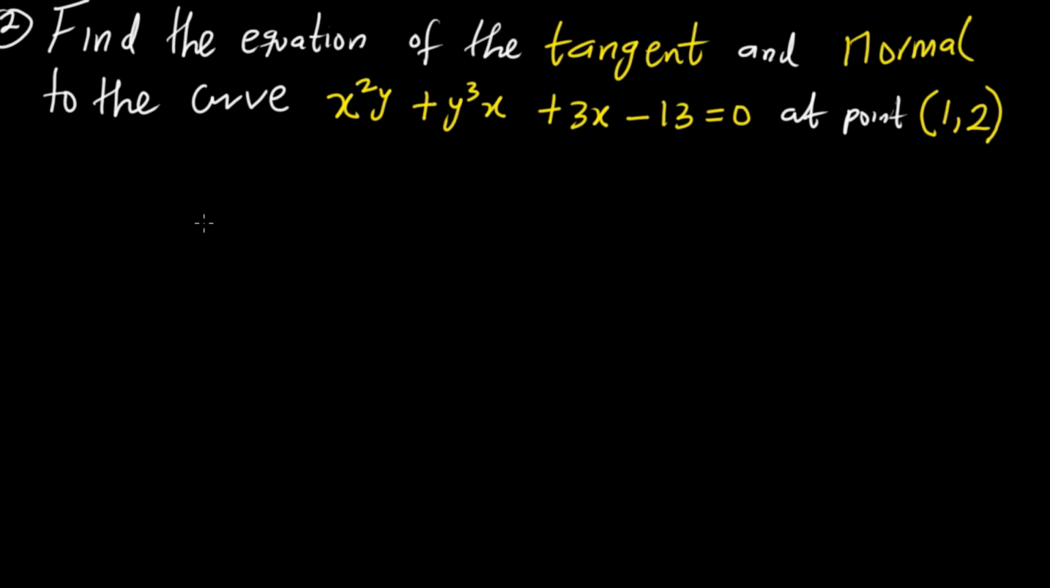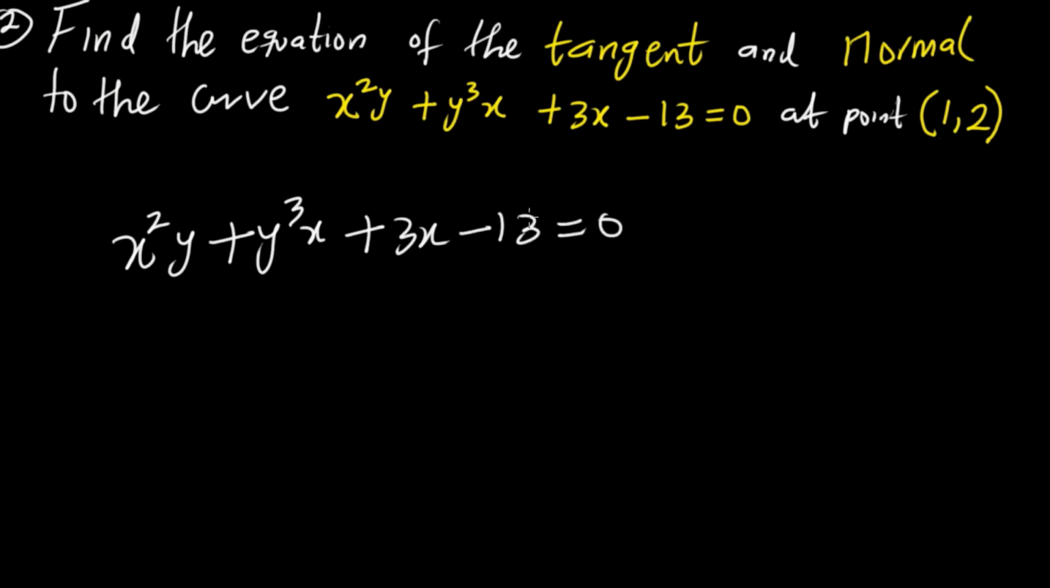The first thing we have to do is to find dy over dx, and we need to differentiate the expression implicitly. So we have the expression x squared y plus y cubed x plus 3x minus 13 equal to 0. The major principle in implicit differentiation is that if you are differentiating x, we keep y constant, and if you are differentiating y, we keep x constant. And whenever we are differentiating y, we simply add dy over dx at the back of our expression. We are going to see it clearly now.